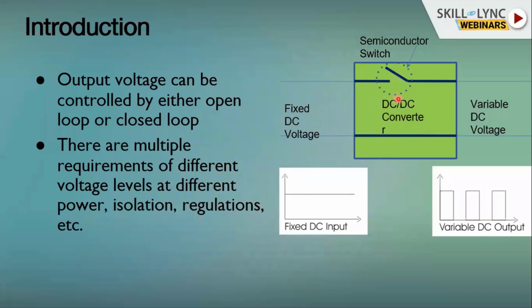But do you think it's so simple? It's not. If you connect the switch directly, there is no isolation between input and output, and there is no regulation. That means you are getting the chopped voltage at the output, but with no regulation. Definitely you don't like this type of voltage output, so you need some regulation. You need some filters at the output, and that's the reason multiple different topologies are available, so that you can get a DC voltage of your desired level at the output.